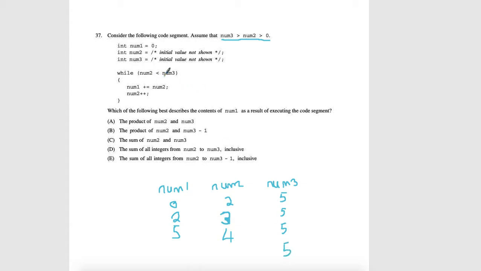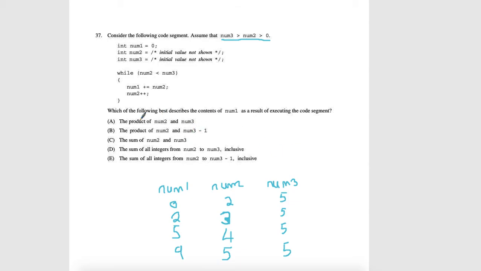Then is num2 less than num3? Yes, it is, because 4 is less than 5. Num1 is incremented by num2. So num1 is going to become 5 plus 4, which is 9. And num2 is incremented by 1. So that becomes 5. Then is num2 less than num3? No, it's not anymore. So that boolean is now false. We don't enter the while loop again.